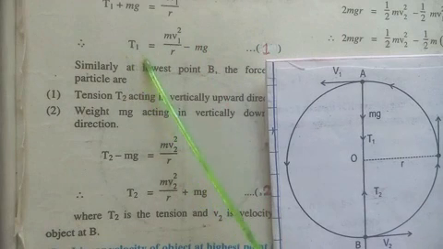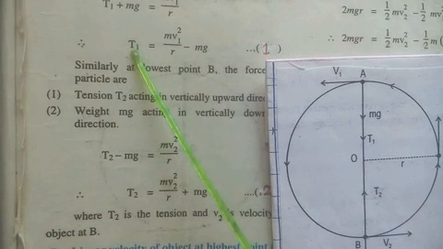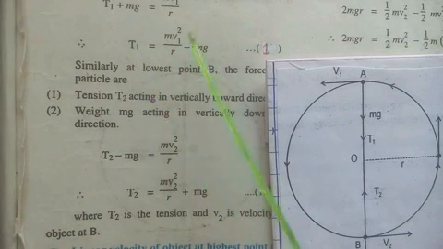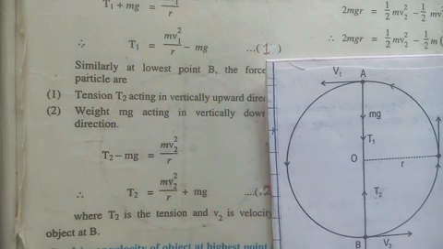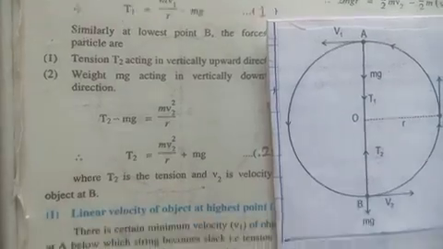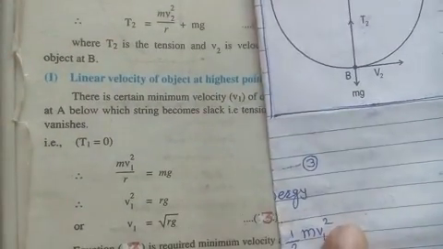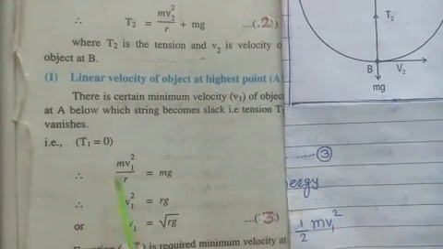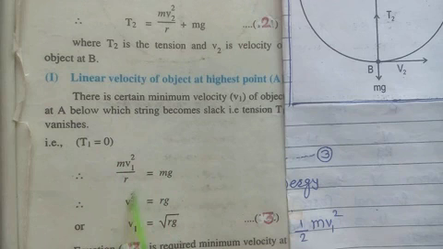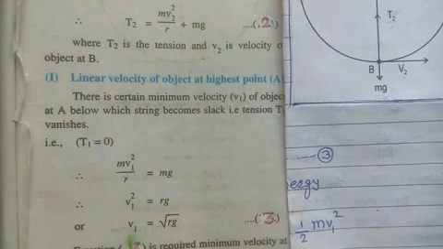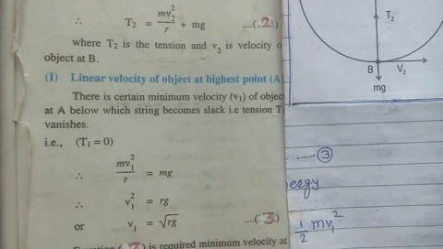From the equation, when tension becomes 0, the equation becomes mv1 square upon r, with the minus term taken to this side, equal to mg. This equation is obtained by putting T1 equal to 0 in equation 1, and therefore m gets cancelled on both the sides. Therefore we get v1 square equal to rg. Taking the square root of both the sides, we get v1 equal to square root of rg.